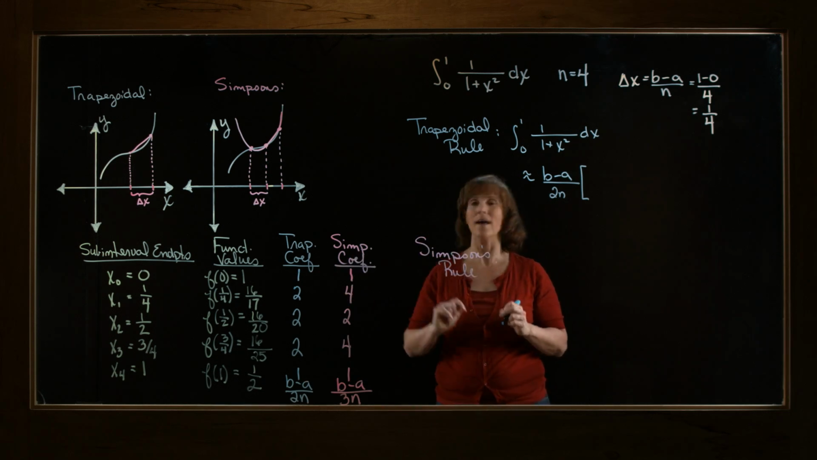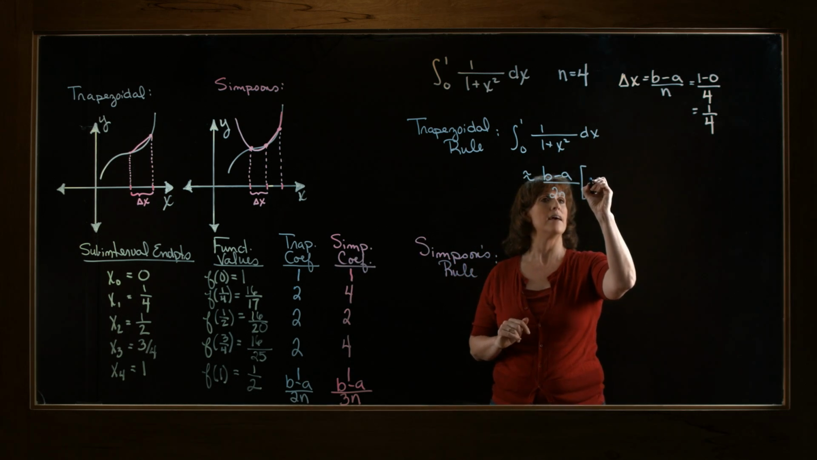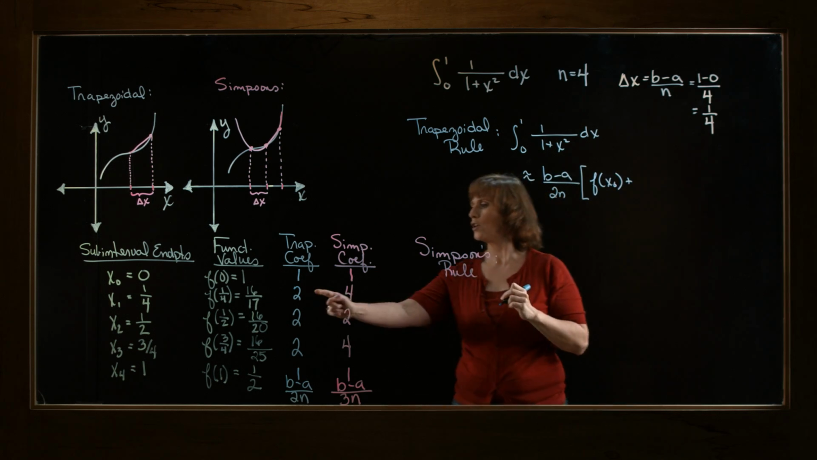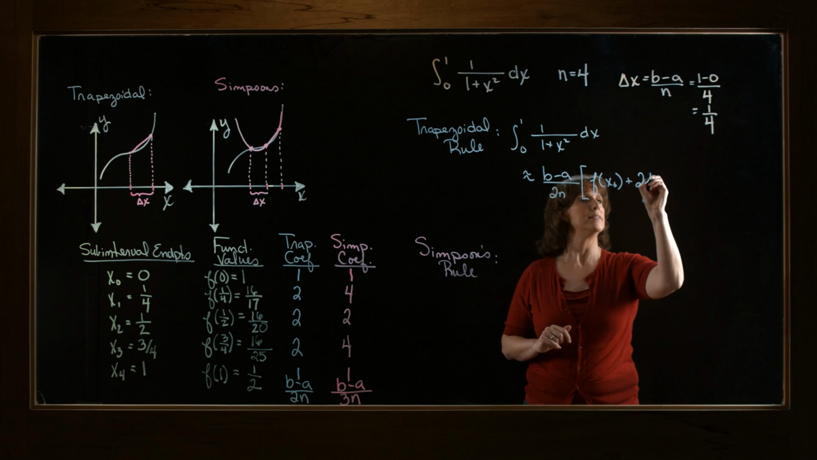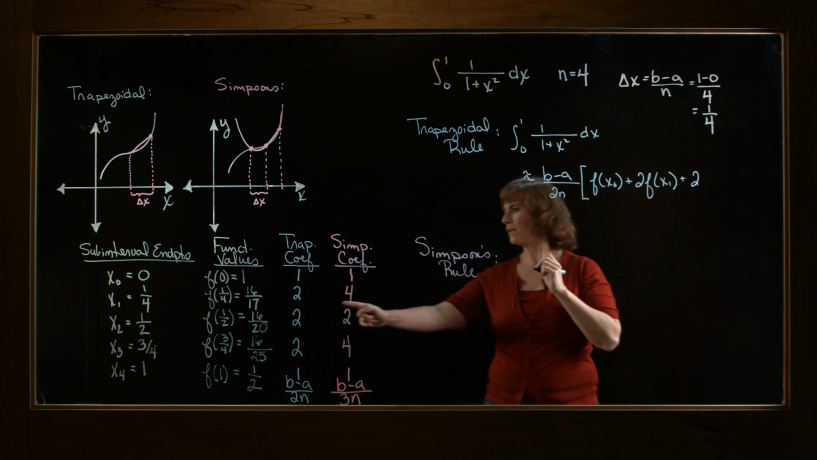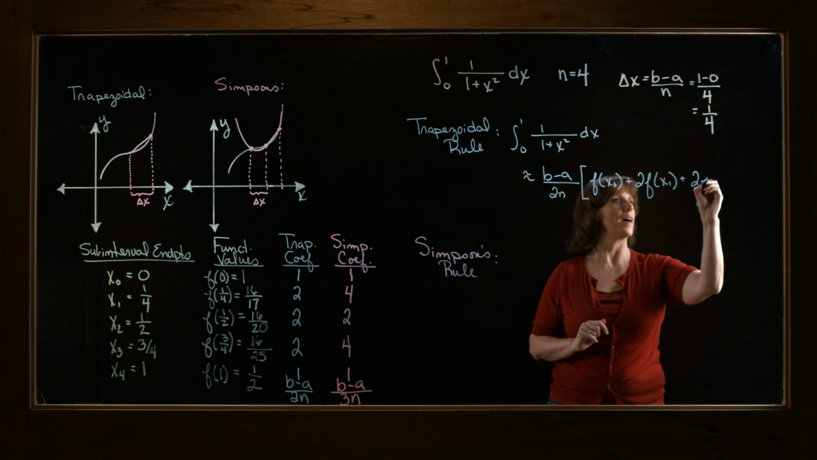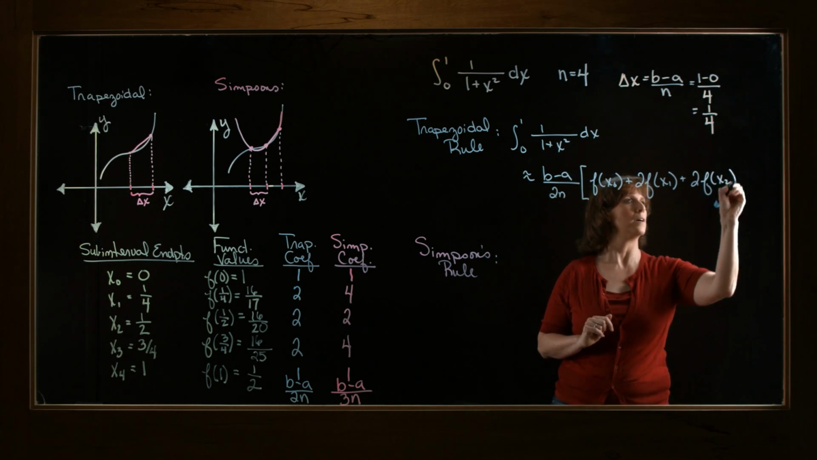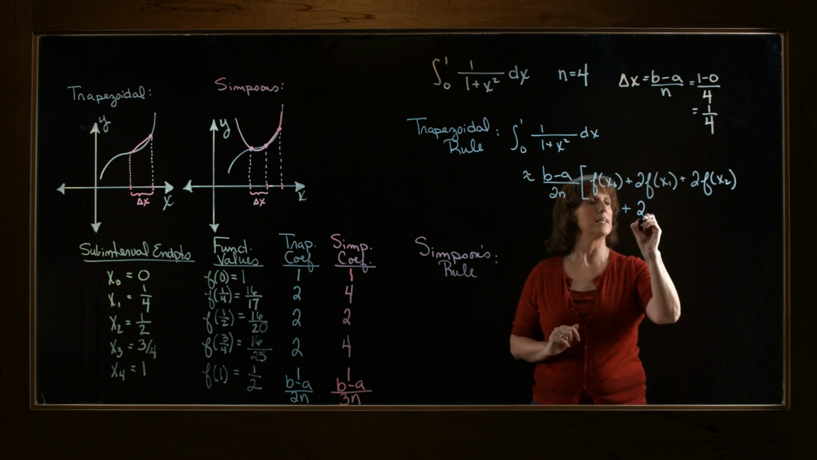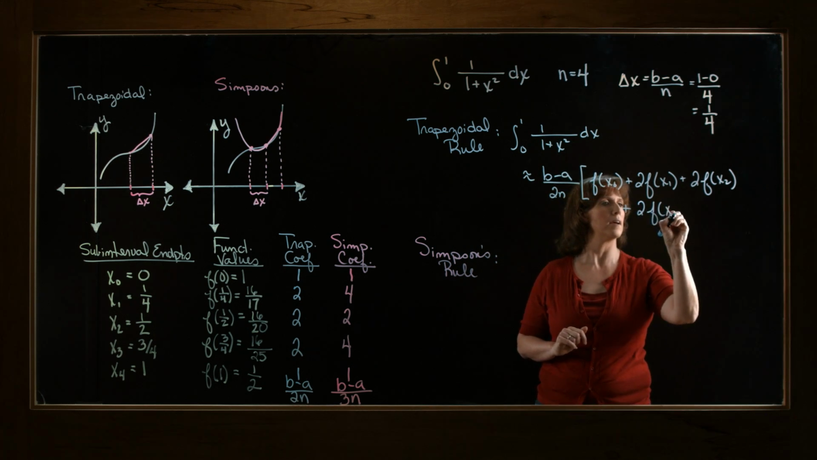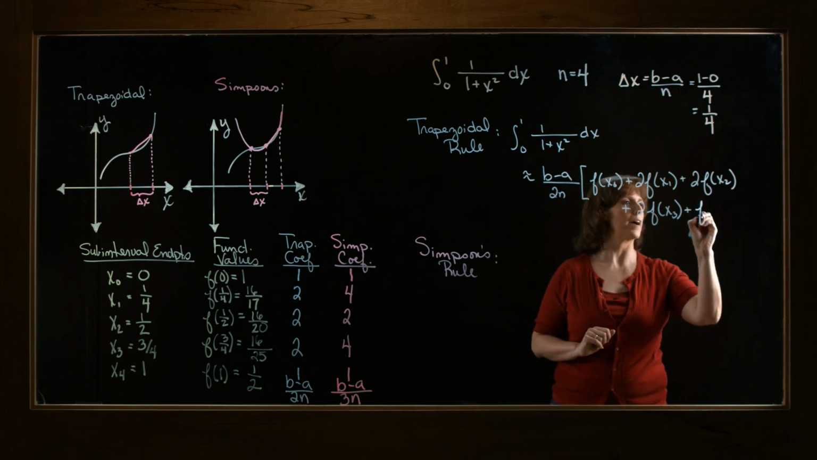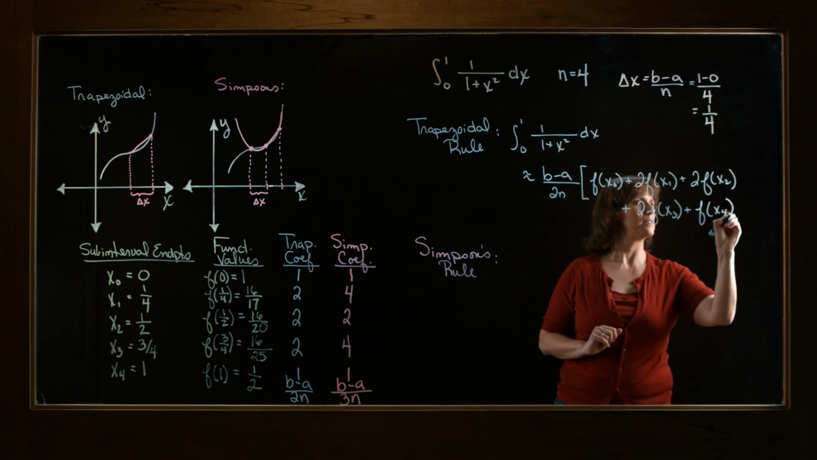So I'm going to have 1 times f of x sub 0 plus 2 times f of x sub 1 plus 2 times f of x sub 2 plus 2 times f of x sub 3, and finally 1 times f of x sub 4.